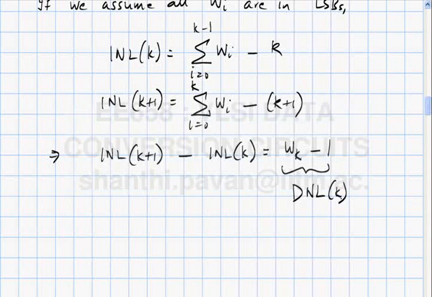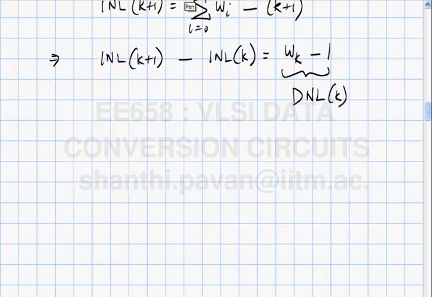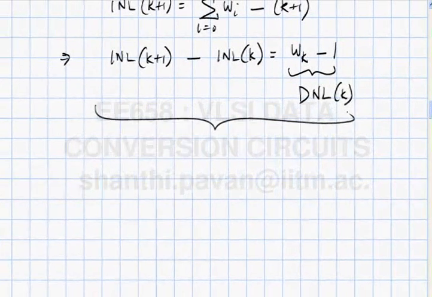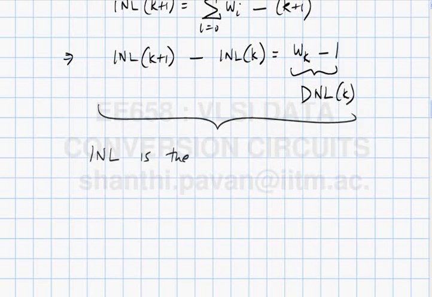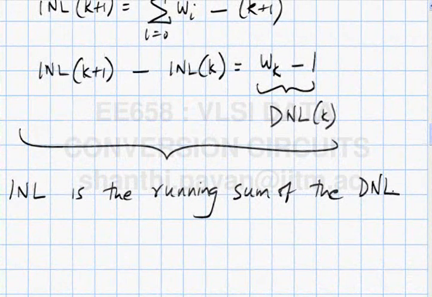This means that the integral nonlinearity is nothing but the running sum of differential nonlinearity. Information that is there in the DNL is there in the INL and vice versa. There is no magic about it. Then the obvious question is, if both are the same thing, then why bother to quote both?